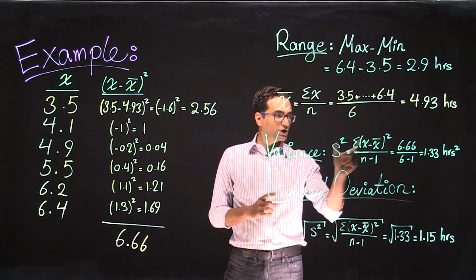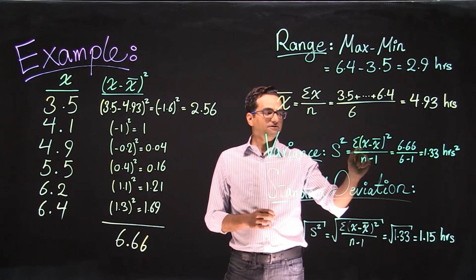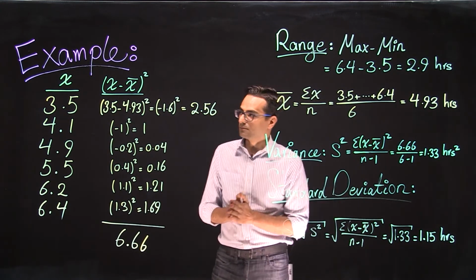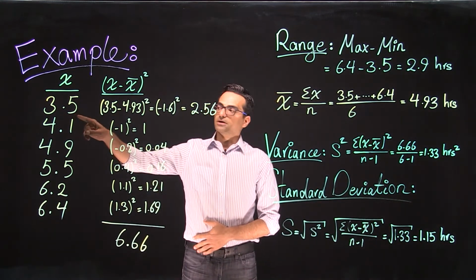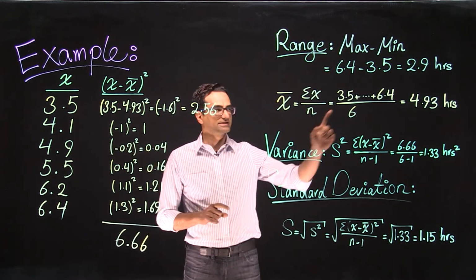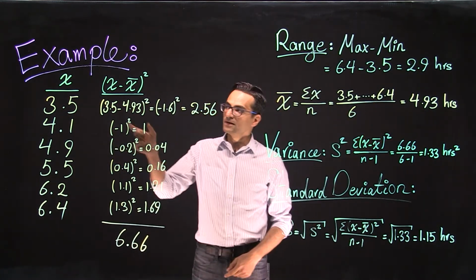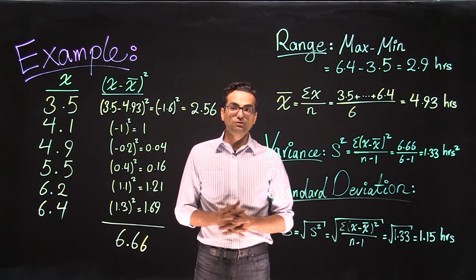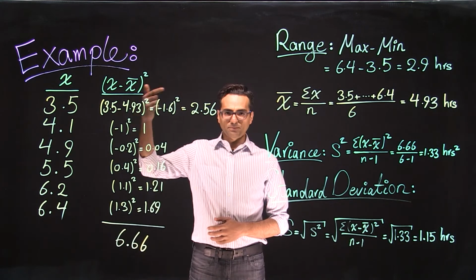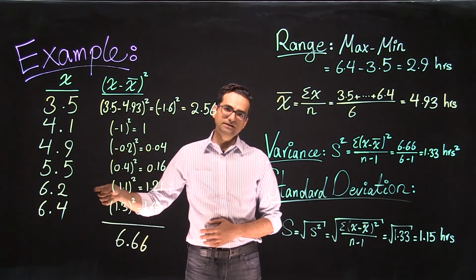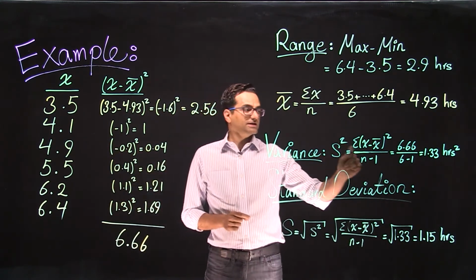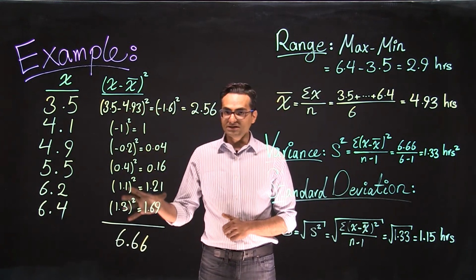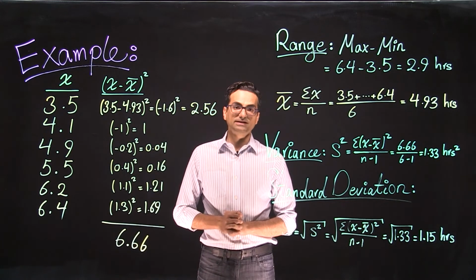All right, so the top part of my fraction is the difference between each data point and the center, squared. Let's look at the first data point. My value is 3.5. The center of the data is 4.93. I find the difference between these two values and I square it. That will give me 2.56. I will repeat the same process for the remaining data points, and then to get the top part of my fraction, I would have to add them all together. Once I add all of these values, it will give me 6.66.